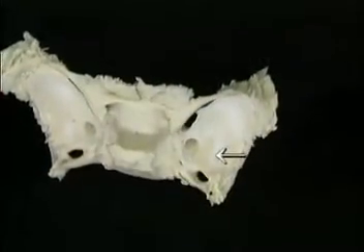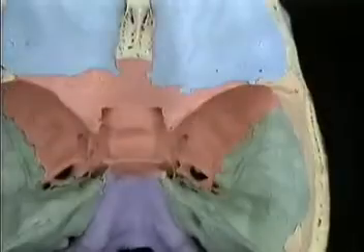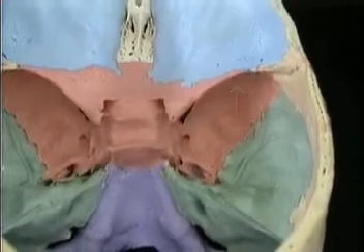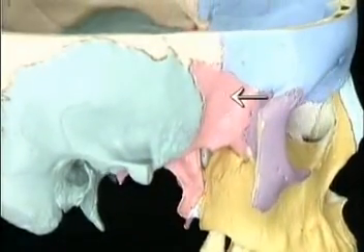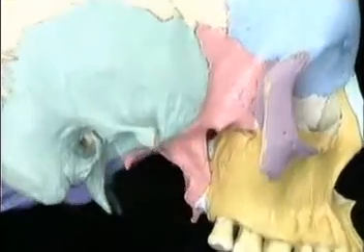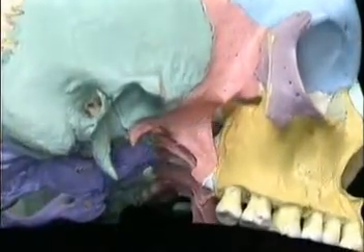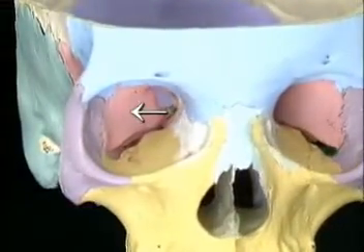The greater wing of the sphenoid forms the front wall and part of the floor of the middle cranial fossa. On the outside, the greater wing forms this part of the temporal and infratemporal fossae, and it also forms this large part of the lateral wall of the orbit.